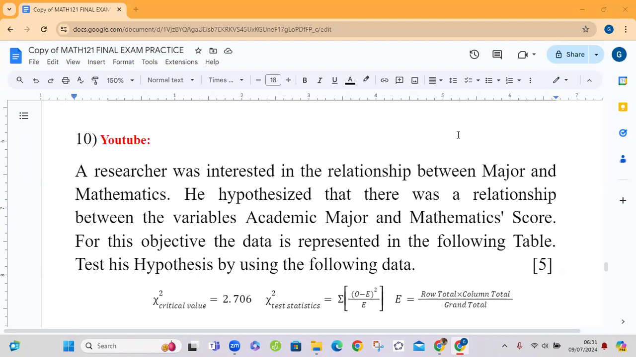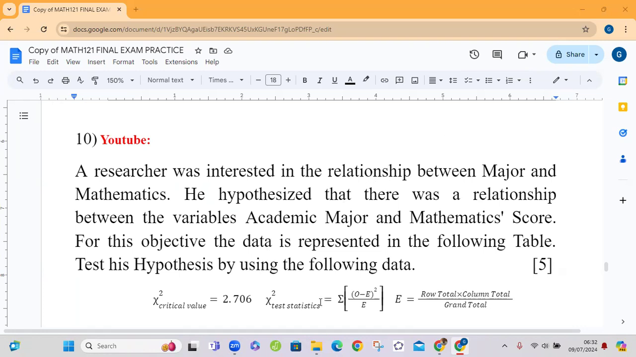So he hypothesized that there was a relationship between the variables academic major and mathematics score. That is the hypothesis, that there is an association between academic major and mathematics score. For this objective, the data is presented in the following table to test the hypothesis. And the chi-square critical value is 2.706.